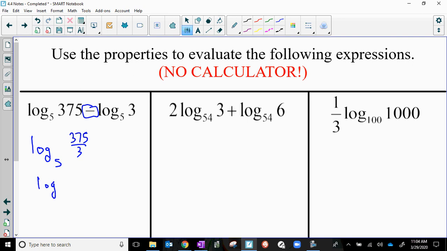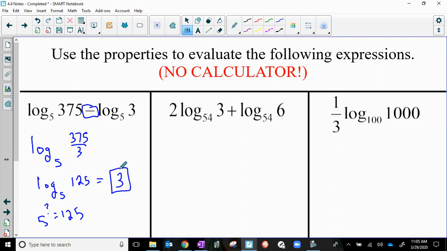So this becomes log base 5 of 125. And 5 to what power is 125 is the real question. Well, that's 5 cubed. So my answer to this problem is 3. No calculator needed. All right, let's try the next one.